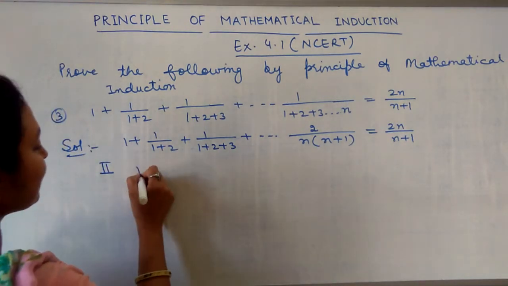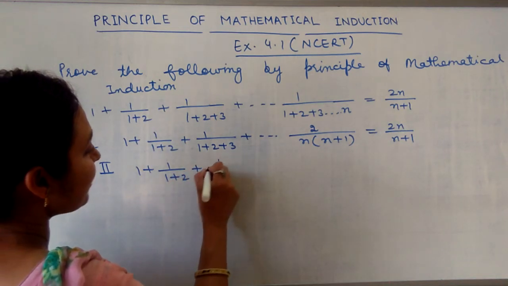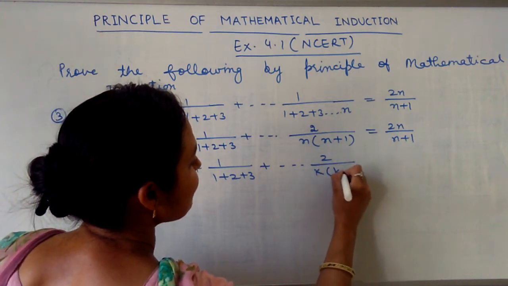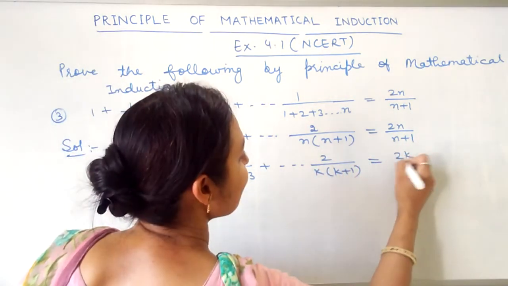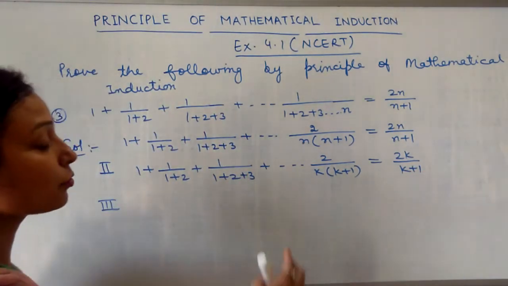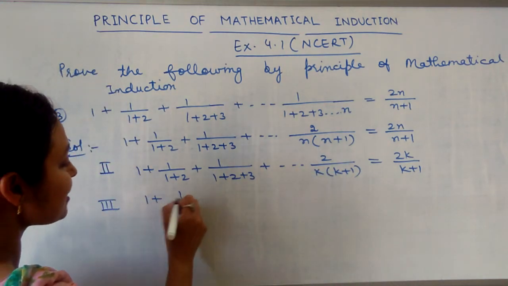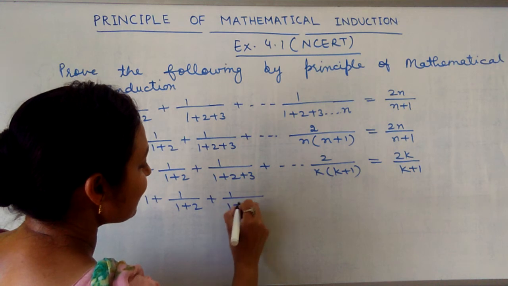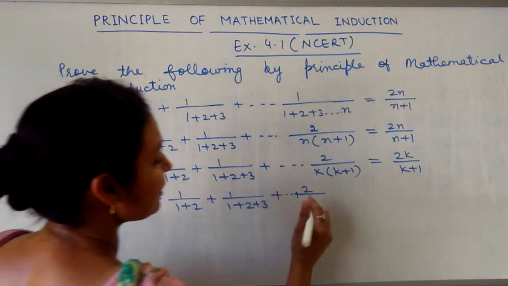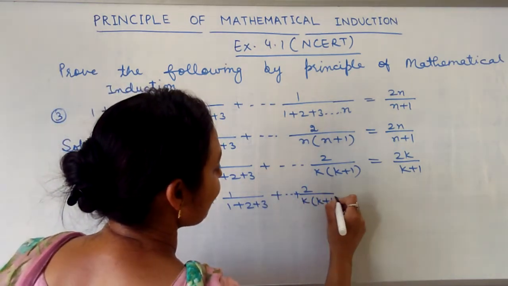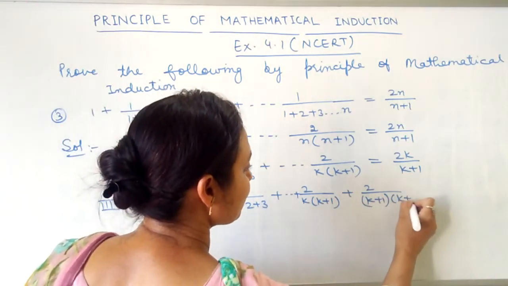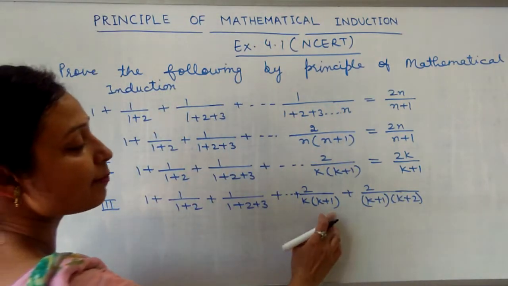Second step, you have to take 1 upon 1 plus 2, 1 upon 1 plus 2 plus 3, and so on, up to 2 upon k plus 1, that will equal 2k upon k plus 1. Now third step, you have to prove it for k plus 1. So for the left hand side, for the last step we need the term k plus 1 and k plus 2. Right? This is the left hand side for k plus 1.